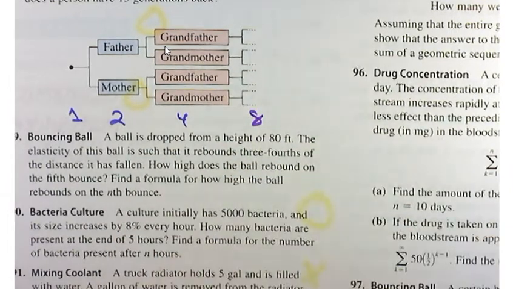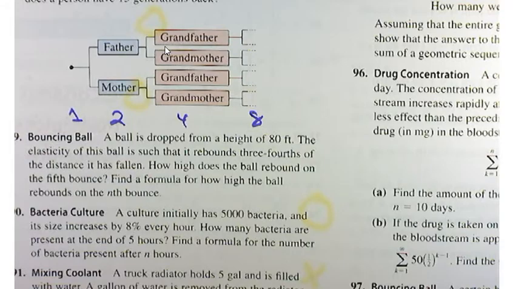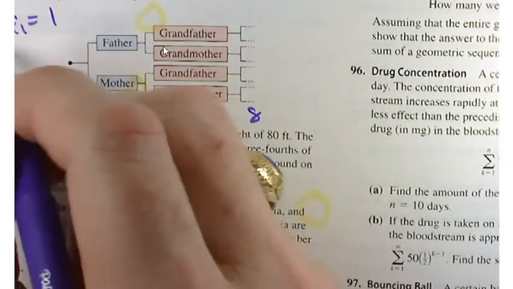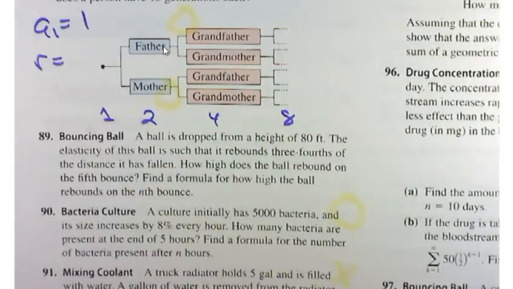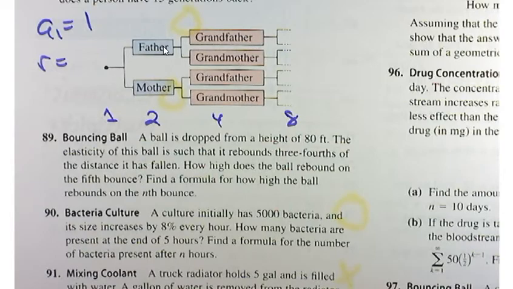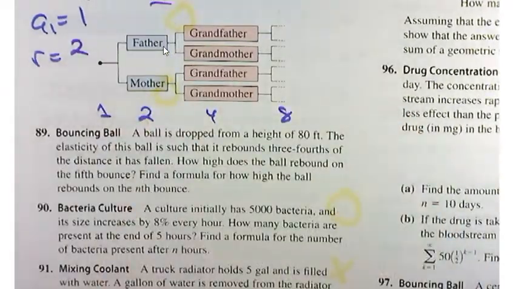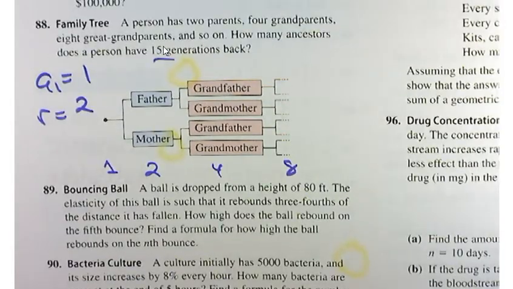8. And if you look at the numbers here, what kind of a sequence are they forming? Geometric, right? Geometric, a sub 1 equals 1. So a sub 1 is 1. What does r equal? 2. Let's go 15 generations back with this sequence and find out how many ancestors you have if you go back just a mere 15 generations.